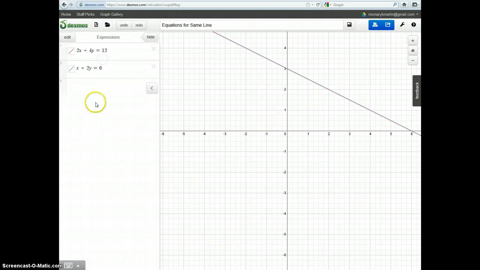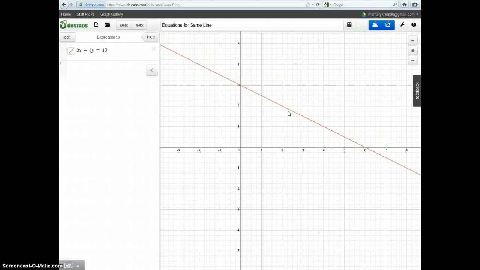If I look at this line, 2x plus 4y equals 12, I can see that it forms the graph over here to the right. In this case, the line is in standard form instead of slope-intercept form, but we can graph it easily by finding the y-intercept and the x-intercept by first substituting 0 for x to find the y-intercept and then 0 for y to find the x-intercept.